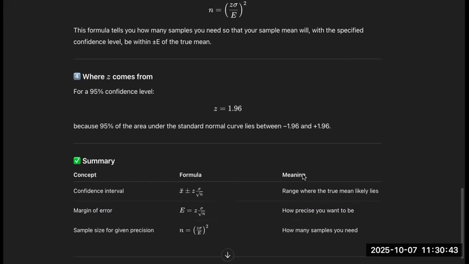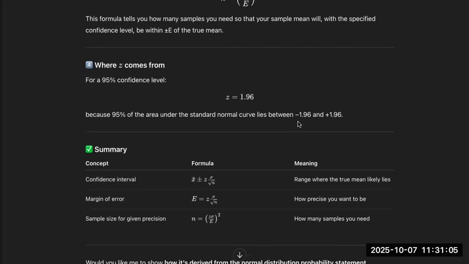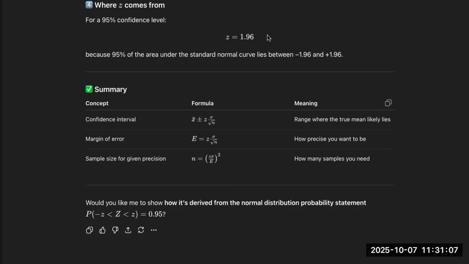Where z comes from: for a 95% confidence interval, z comes from a z table. Basically, because 95% of the area under the standard normal curve lies between negative 1.96 and plus 1.96. That is why. And here's a summary of the key concepts.